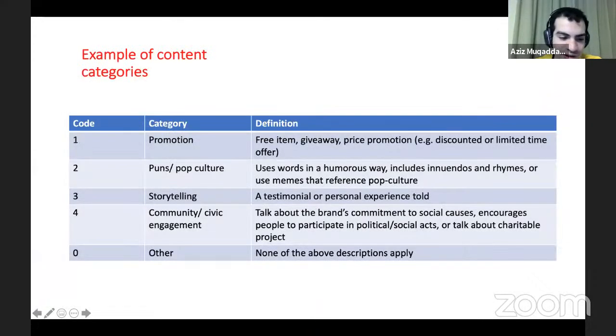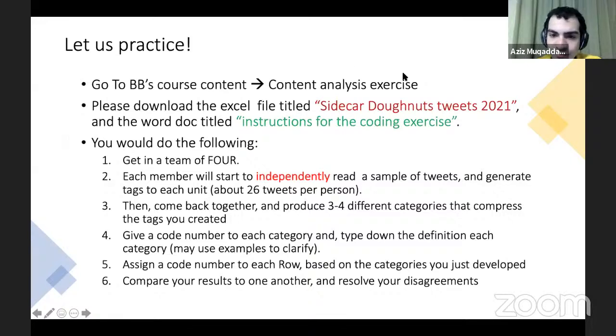And then if you look at the, so what you're seeing are tweets from this account, Sidecar Donuts. So these are real tweets from a real account with real numbers and data. You're only going to analyze the tweet content. Okay. So the first column is the link, the second column is the tweet content, and the third column is something called tags. You are going to read a bunch of tweets independently and then come up with tags for each one.